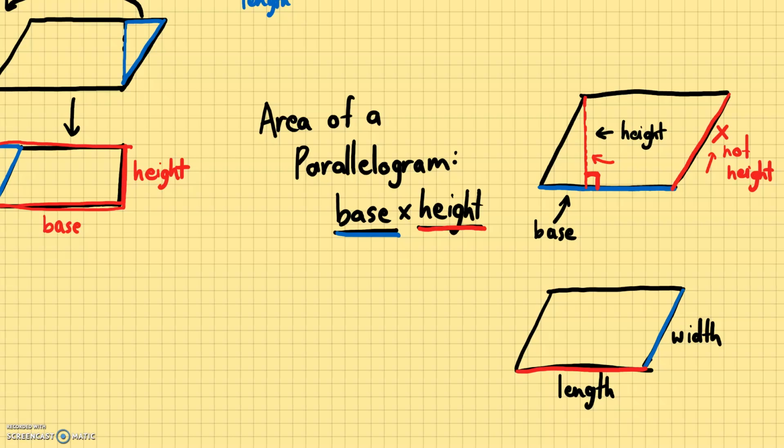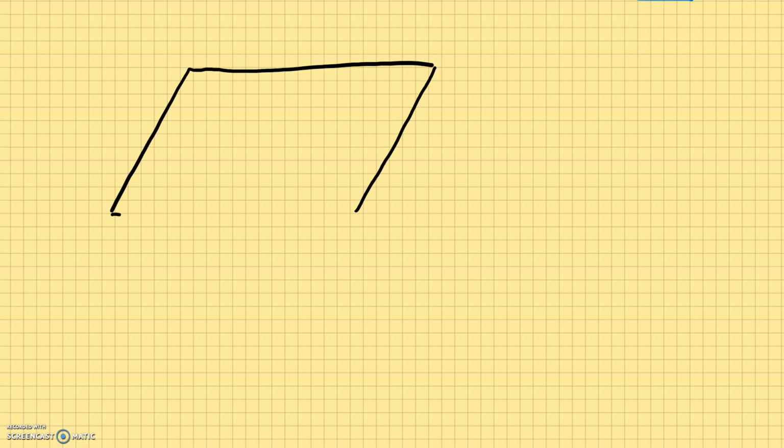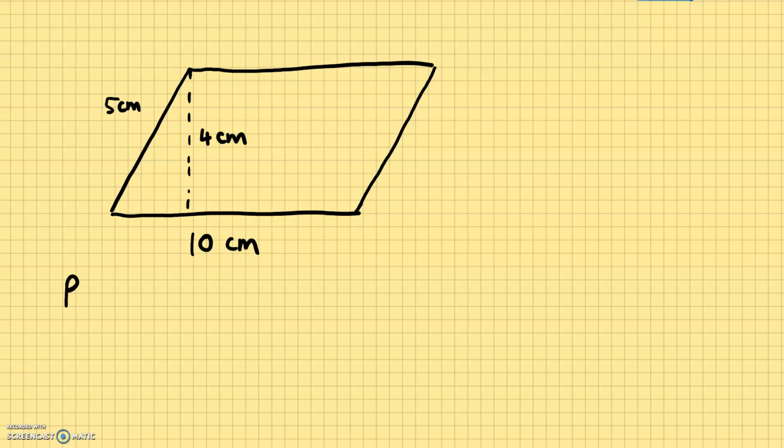So let me actually give you an example for those of you who are confused. We have a parallelogram here, and this side is 10 centimeters, this side is 5 centimeters, and this side would be 4 centimeters. What would be the perimeter and the area of this parallelogram?